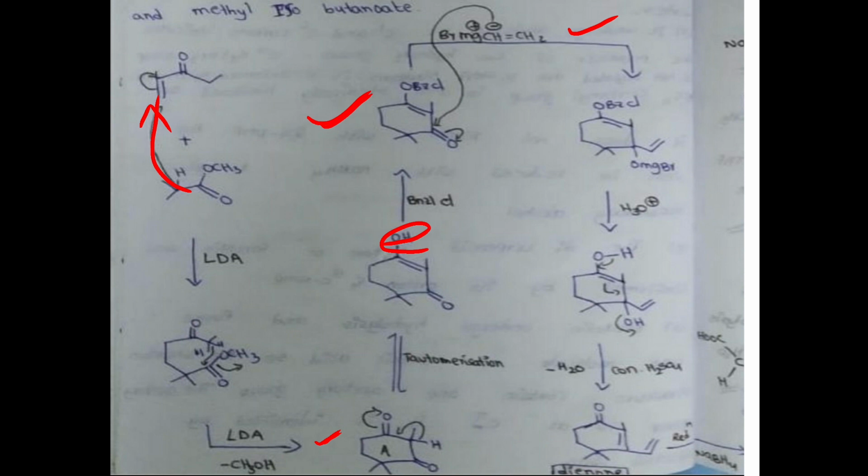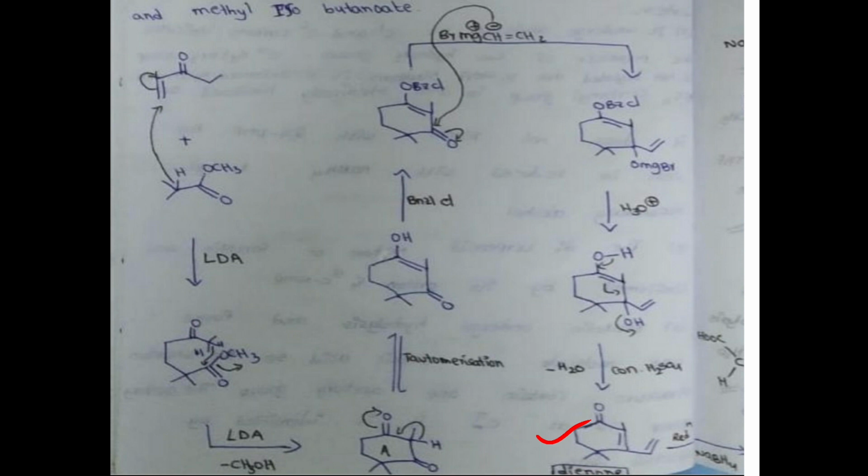This dihydroxy compound on treatment with concentrated H2SO4 undergoes dehydration to form an unsaturated ketone. So, by the loss of a water molecule, the dihydroxy compound can be converted into a ketone. This compound contains two double bonds and a ketonic functional group. So, it is a dienone.